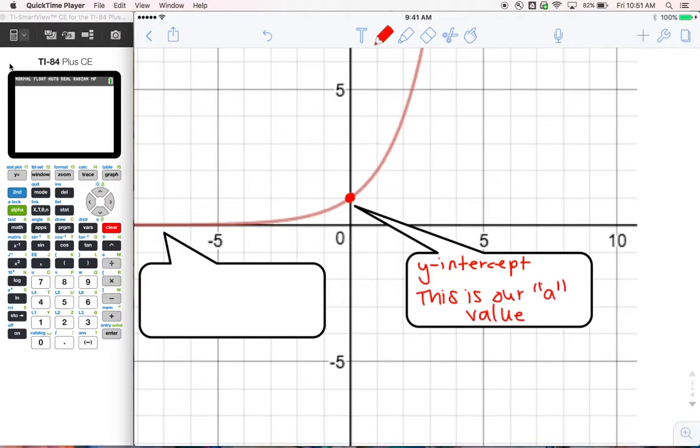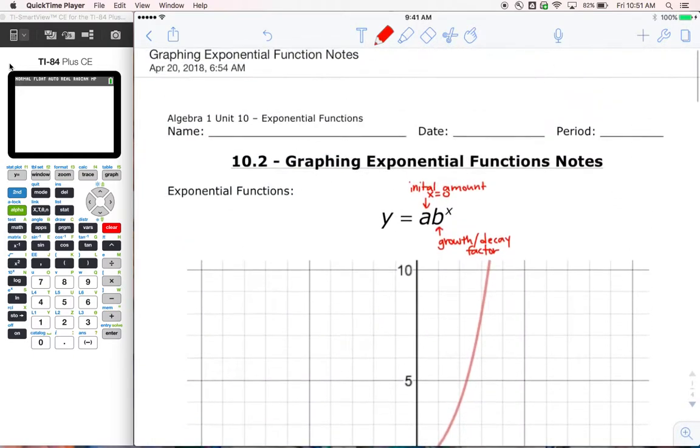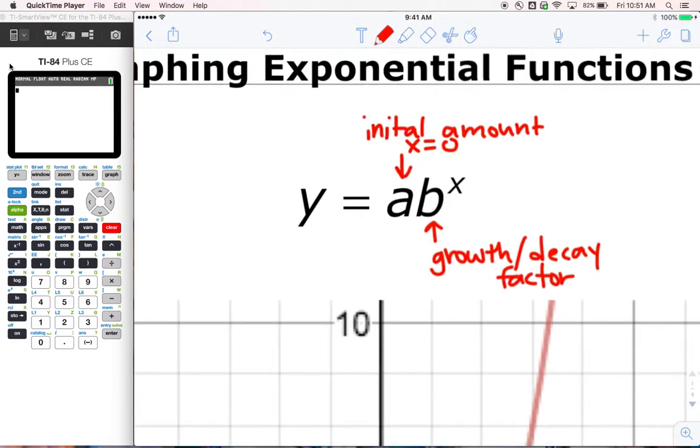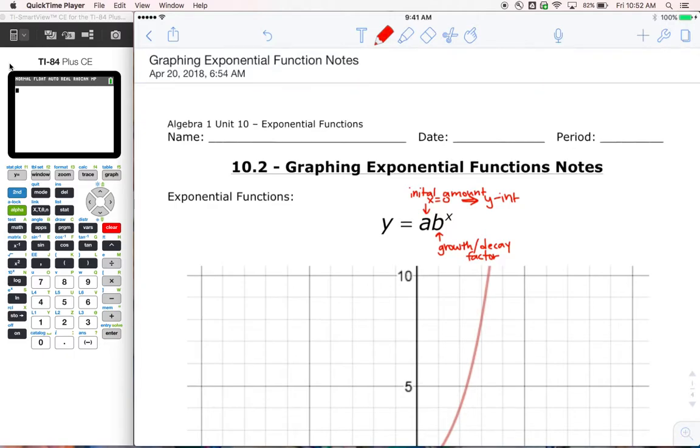Now I want you to think about that for a second. Isn't this point right here when x is 0? Yes, this is when x is 0. So this is our (0, a). In this case, it would be (0, 1), but that is also our y-intercept. So I'm going to add something here and say, well, that means it's our y-intercept. And that's going to help us later on when we write our equations.